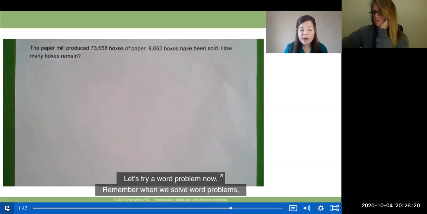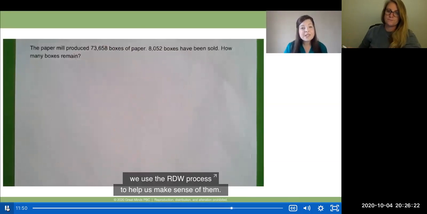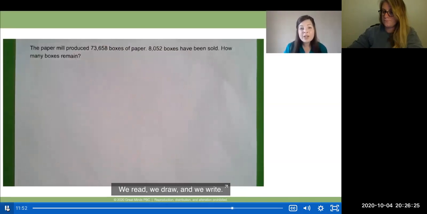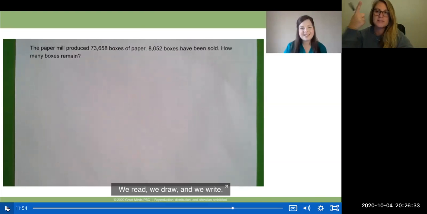Remember, when we solve word problems, we use the RDW process to help us make sense of them. We read, we draw, and we write. When you read the problem, remember we've been reading our problem twice. The first time is to get the gist of the problem, and then the second time is to point out what is the important information. And then when we draw, a tape diagram is an acceptable drawing for your drawing. And then when you write, we've been practicing writing our answer with our unit, but eventually we're going to write out the whole sentence.